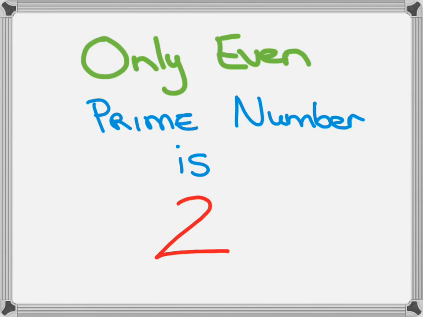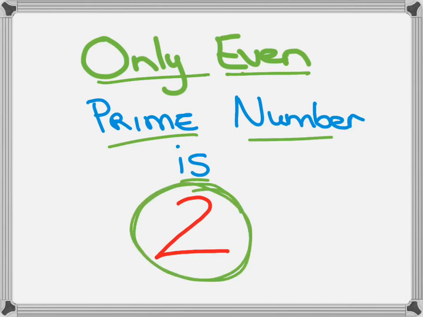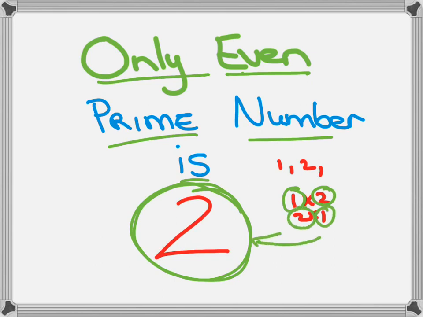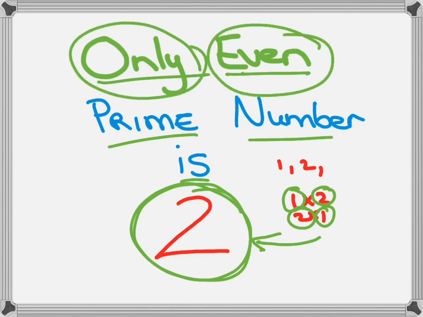Now there's only one even prime number. The only even prime number is number 2. Why? Because it's so low down in the counting order. We have 1, then 2 when we start counting. So 2 can only have 2 factors. 1 times 2 and 2 times 1. So it's still only 1 and itself. That makes it a prime number. There are no other even prime numbers, even if you count up to a bazillion.